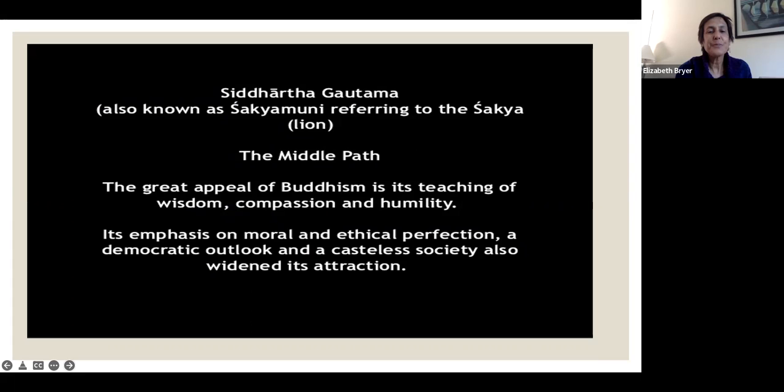The historical Buddha is sometimes referred to as Siddhartha Gautama. He believed in the middle path. The great appeal of Buddhism is its teaching of wisdom, compassion, and humility, and its emphasis on moral and ethical perfection. It had a democratic outlook and promoted a casteless society, and that widened its attraction.